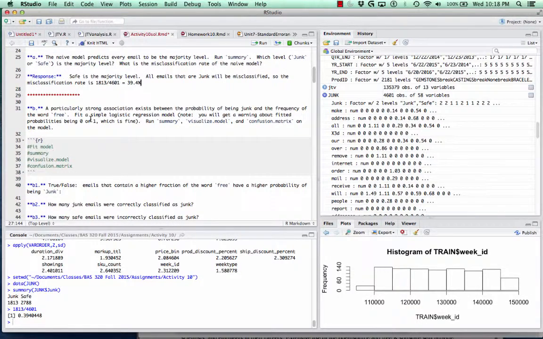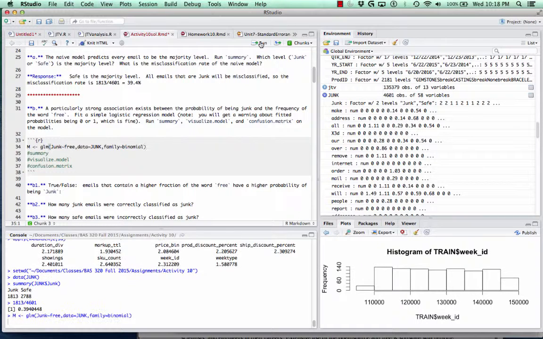All right, so part B says that there's a particularly strong association between the probability of being junk and safe and the frequency of the word free in the email. So we'll fit a simple logistic regression model predicting the junk mail status based on the word frequency, and then we'll look at it. So I'm going to call my model M, and I'll do the logistic regression with GLM. Same sort of formula, y twiddle x. I'm going to predict junk based on the variable free, and that's in the junk data set. And to turn on logistic regression, I need to add in family equals binomial.